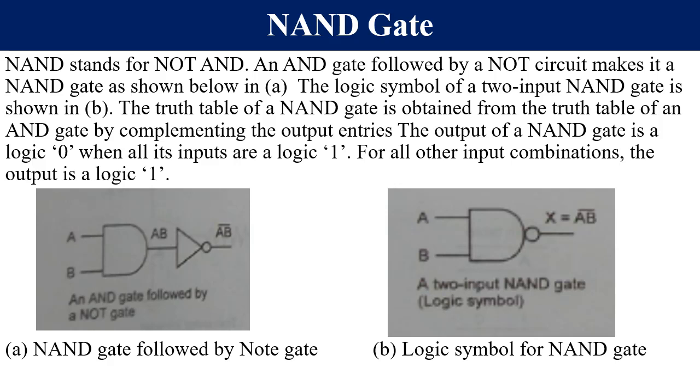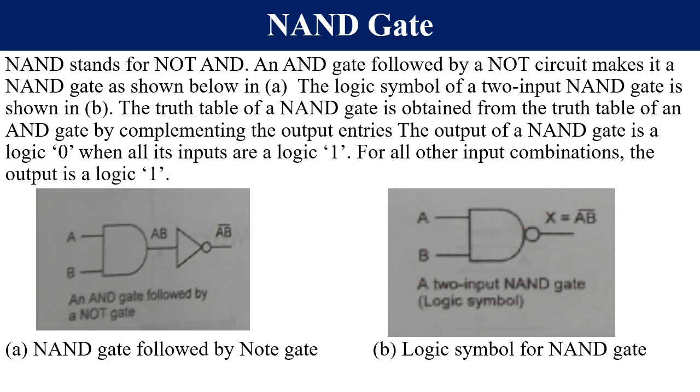That is an AND gate noted at the output, hence the presence of the bubble. That is a NOT symbol. So NAND stands for not AND. What that means is we are going to invert the output of an AND gate so that we get a NAND gate. An AND gate followed by a NOT gate makes it a NAND gate as shown.